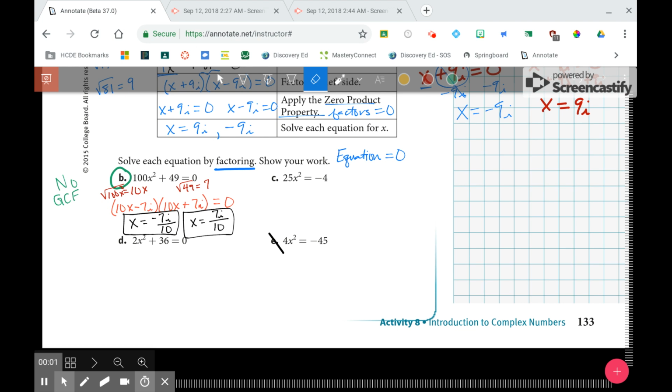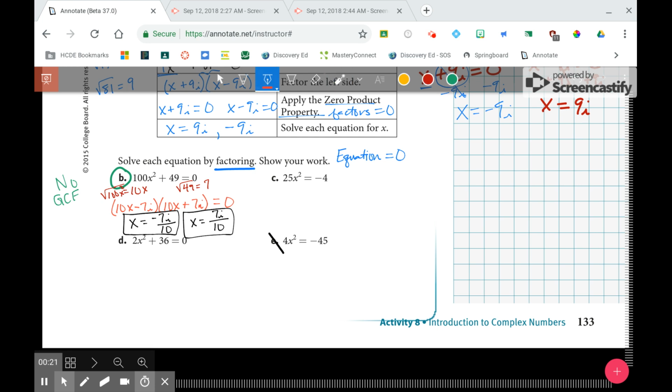Let's finish up the problem that we did in the previous video, just make sure we're all on the same page. You should have gotten x equals negative 7i over 10 and a positive 7i over 10. Notice all of these answers are just opposites, and they all have an i. So let's try another one. So let's try this problem.